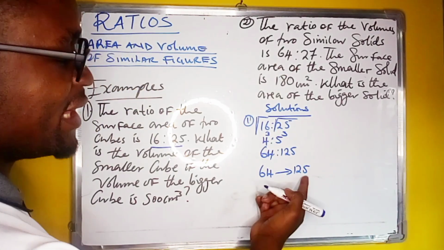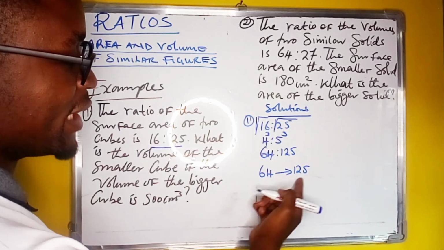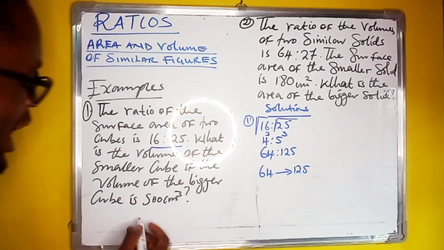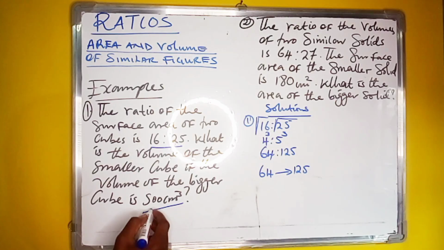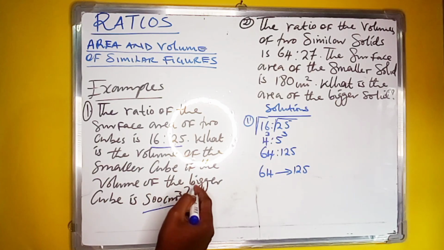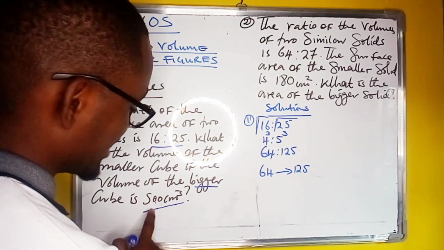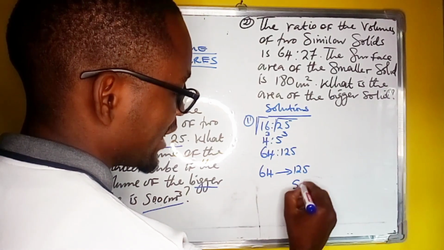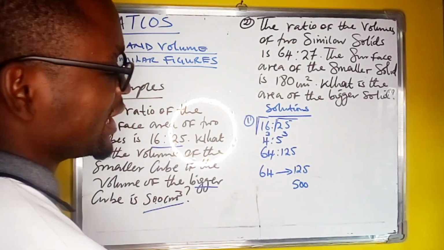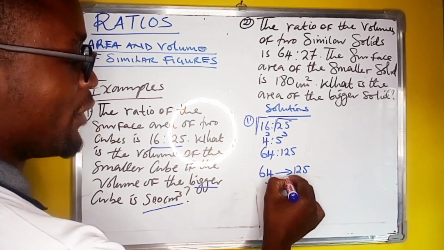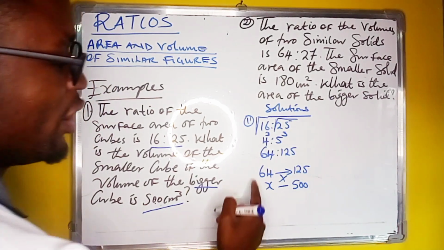Then we know that this is the ratio in terms of the biggest, so you look for the bigger number here. Now, when it comes to the volume, since they're saying the volume of the bigger cube is 500, you're going to put this 500 this side. Okay, like that. Then we are looking for the one for the smaller one. Then you cross multiply here.